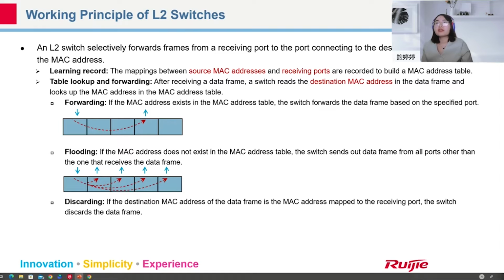And the third action is discarding. If the destination MAC address of the data is a MAC address that maps to the receiving port, that means I check your destination MAC address and find the connected interface is the same as the receiving port. In this scenario, I will directly discard the packet. I will not forward it to the same interface again, to avoid a loop. So these are the three actions we do in our network.